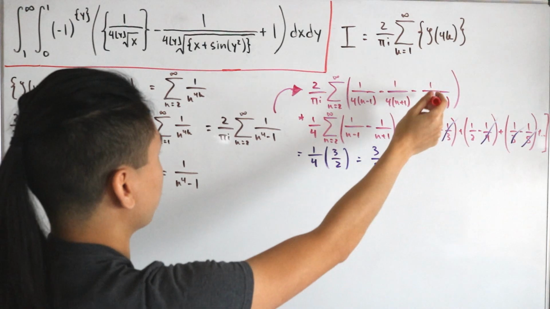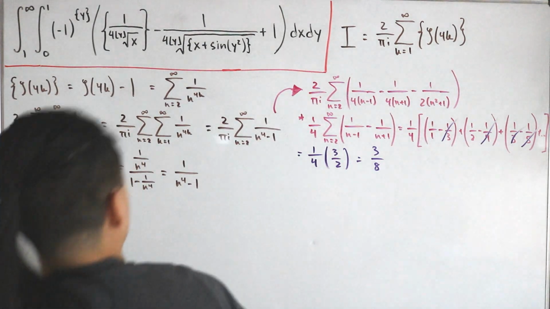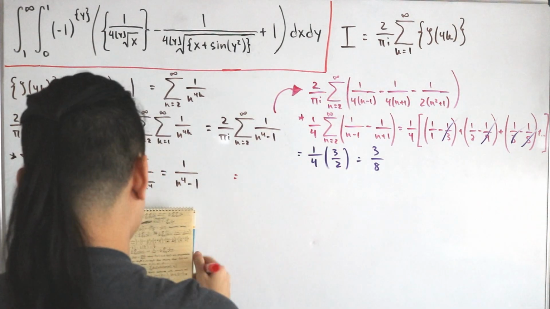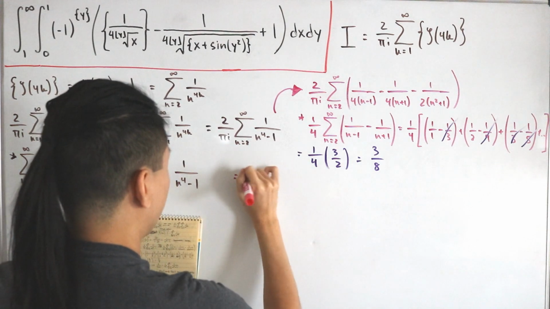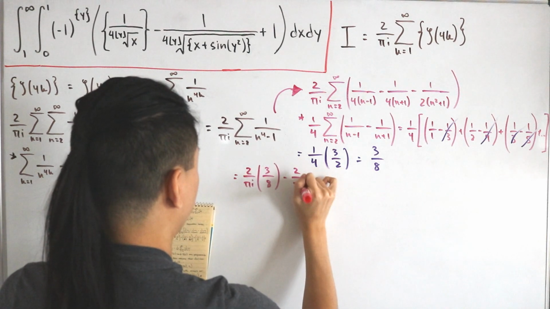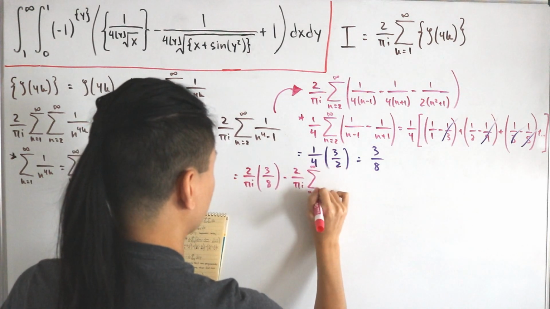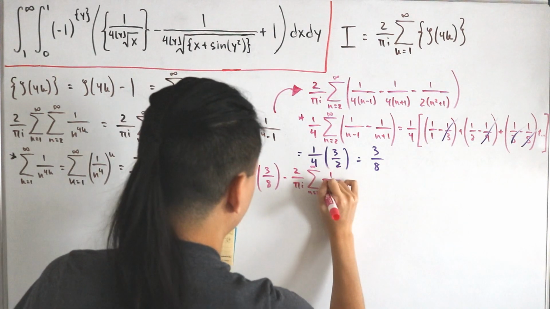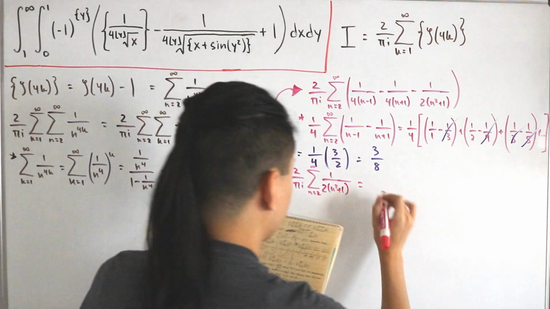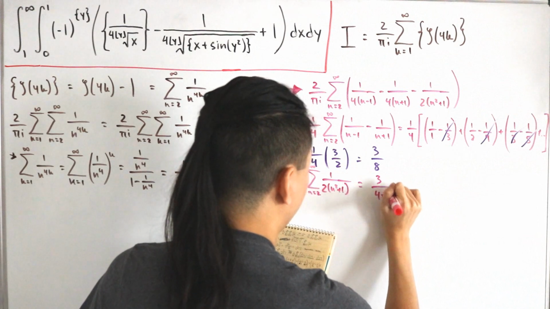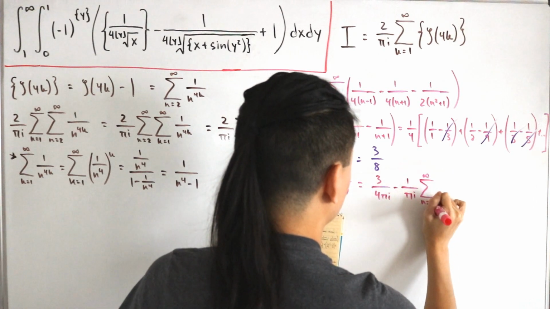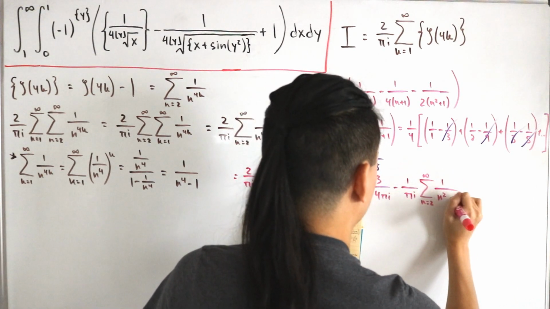Next, I'll factor out the 1/2, so that the 2 will cancel out. And so we're left with just the series expansion. So what we'll have now is 2 pi i, then distribute the 3 over 8, and then minus 2 pi i, and then with the infinite sum, n equal to 2 of 1 divided by 2 times n squared plus 1. Continuing to simplify, we have 3 over 4 pi i, and then minus 1 divided by pi i, and then with the infinite sum, n equal to 2 of 1 divided by n squared plus 1.